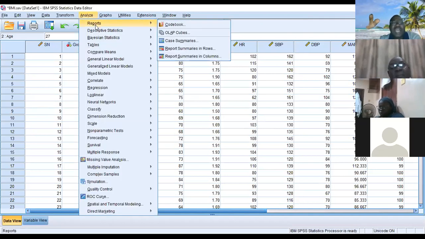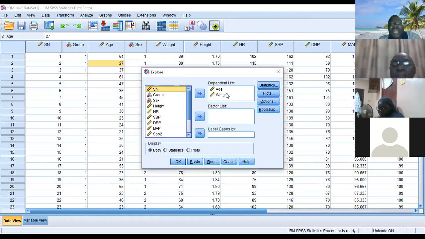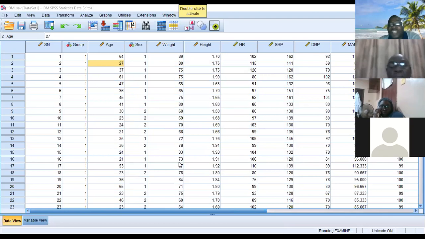Descriptive. Go back to that explore. Now return that weight and height. Okay, move height. Yes, move height inside. Okay. Click OK. No, all those operations are already there. You know the last thing you did, they are already ticked there. Share the result.